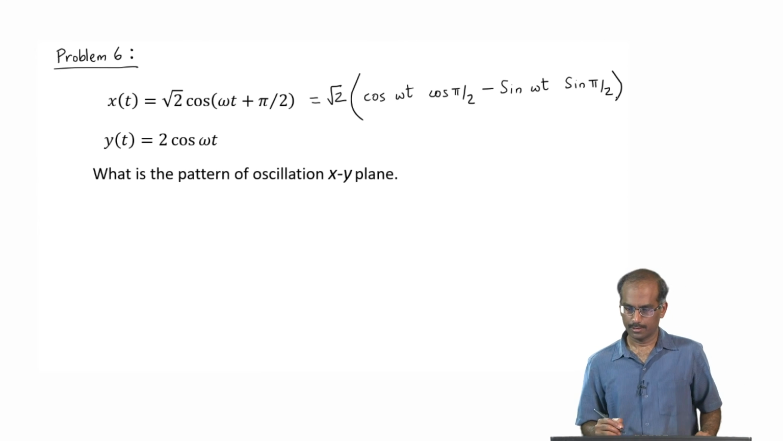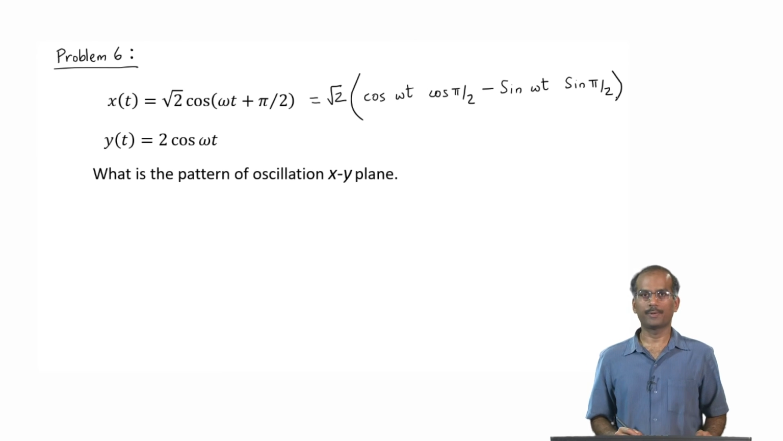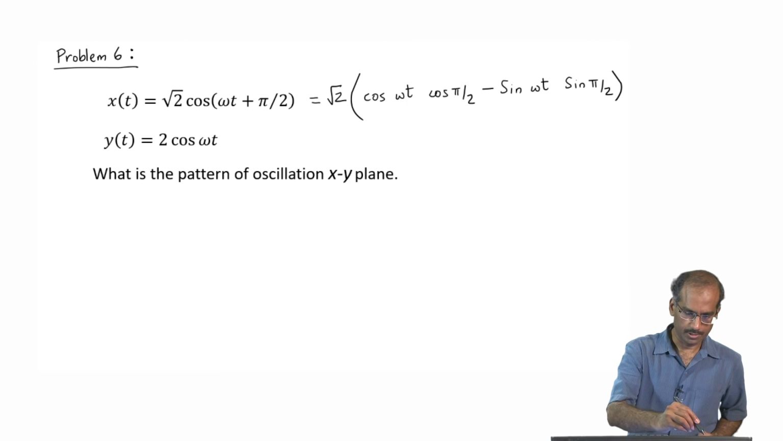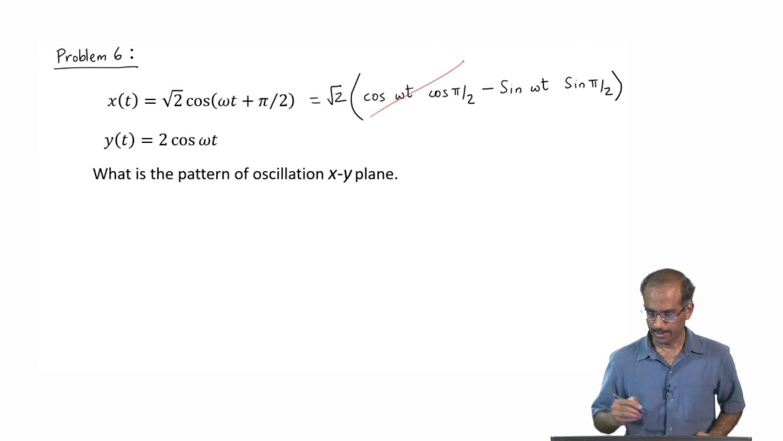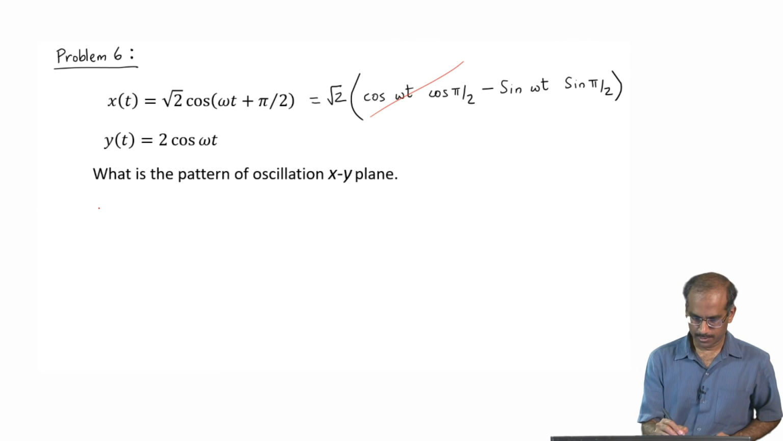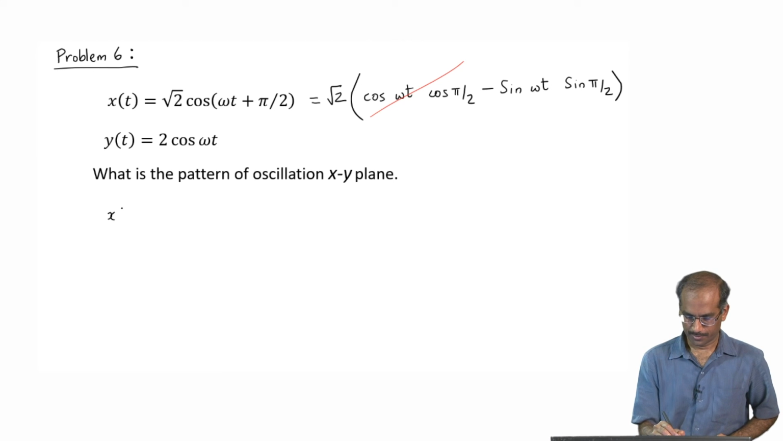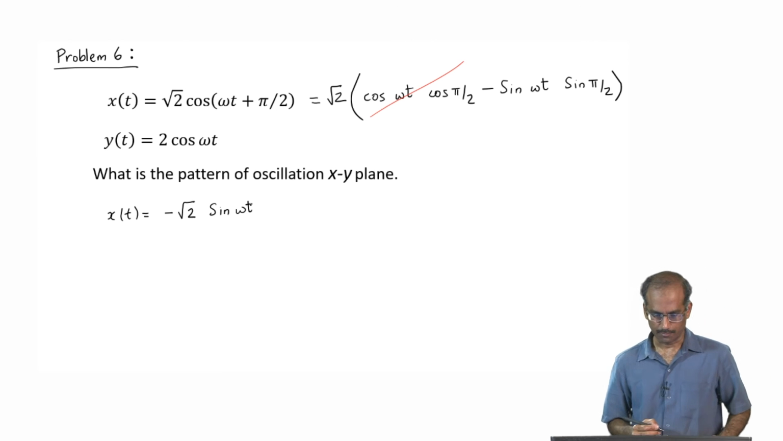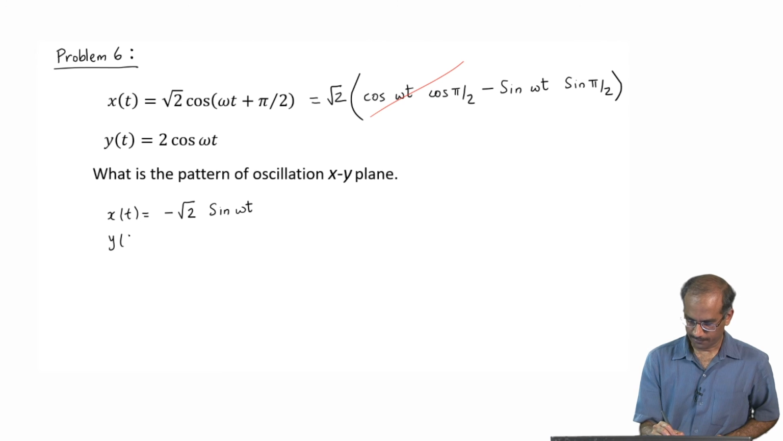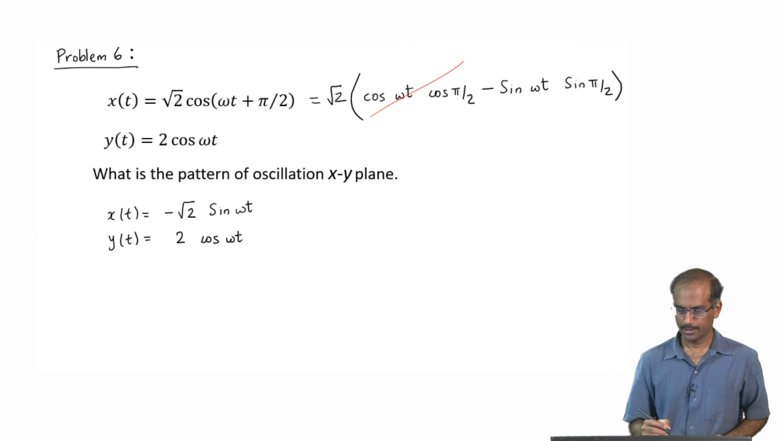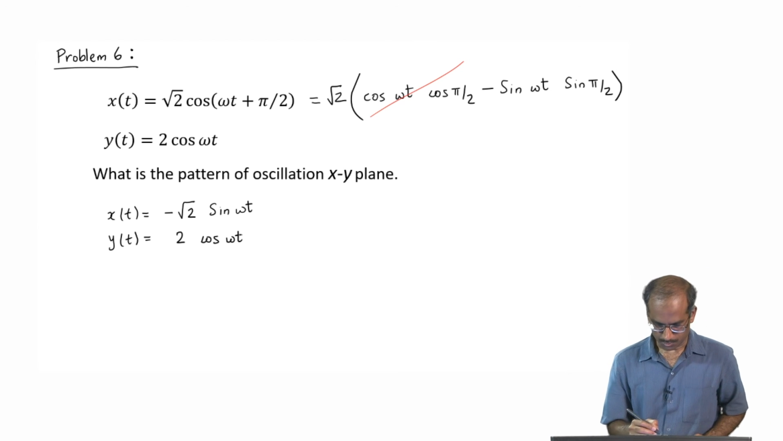and here cos pi by 2 is 0. So, the first term would be cancelled. So, what I have is x of t is simply equal to minus root 2 into sin omega t, and sin pi by 2 is equal to 1, and of course, y of t is equal to 2 cos omega t. From here it is very easy to do the rest of the job.